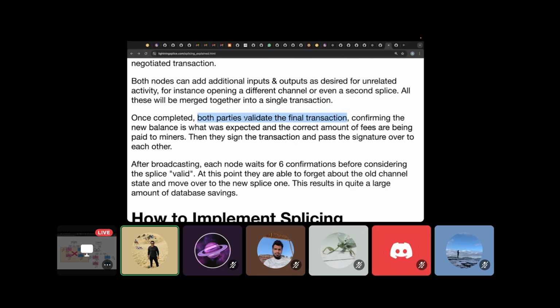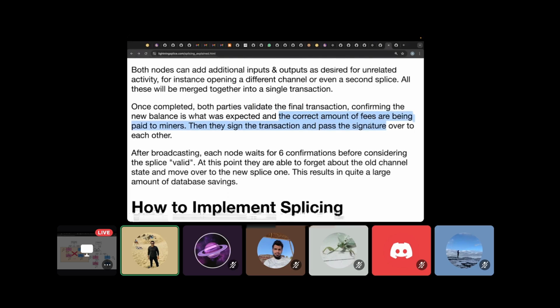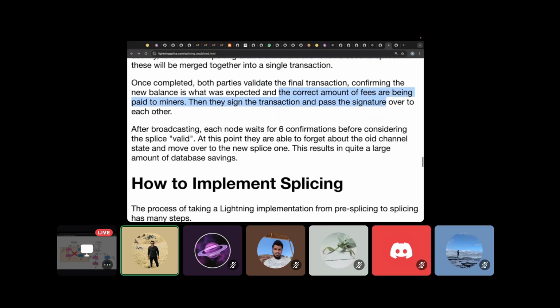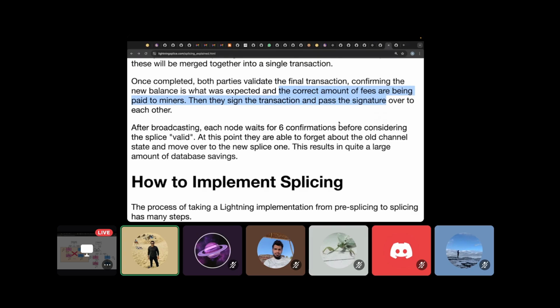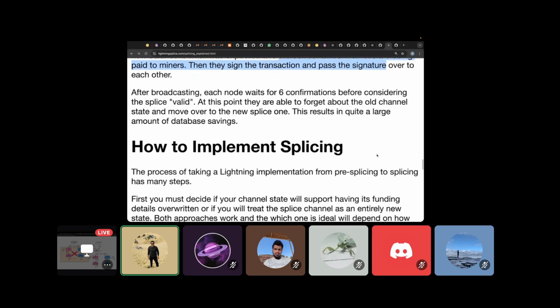The new transaction has to be built according to the latest balances that were there in the old channel, and the correct amount of fees are being paid to miners. Then they sign the transaction and pass the signature over to each other. So once they validate that this final transaction has the new balances which were expected as per the old latest transaction, they send the signature over using the Lightning Network, and then it gets published onto the blockchain.